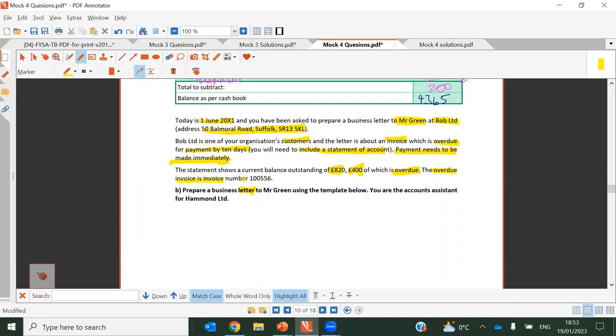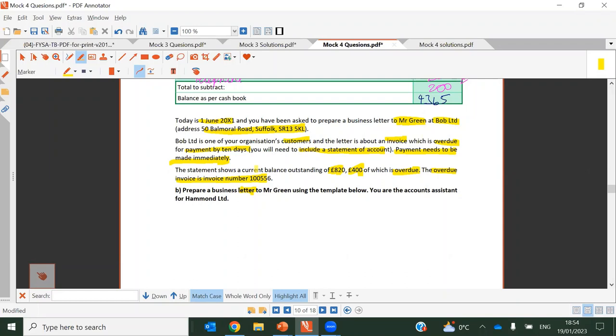And we're told exactly what invoice it relates to. We need to be specific. Tell someone which one it is. Now, as I've said, at this point we're not being accusatory or aggressive. We will ask, it appears £400 is overdue. If there is a reason for this, please let me know. It might be that it never arrived. It might be that they've sent it back.